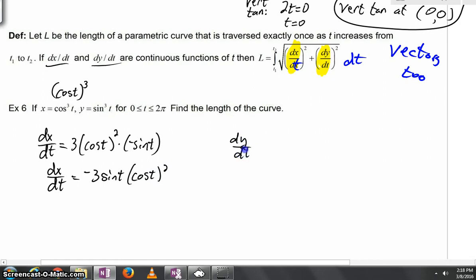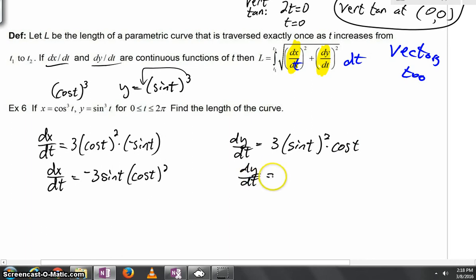dy/dt is a little bit easier to work out. If y is equal to sine of t raised to the third power, bring down that 3 when you take your derivative. You'll have 3 sine of t squared, but the derivative of sine is cosine. So this works out a little bit nicer. We get dy/dt is 3 cosine of t times sine of t, whole thing squared.